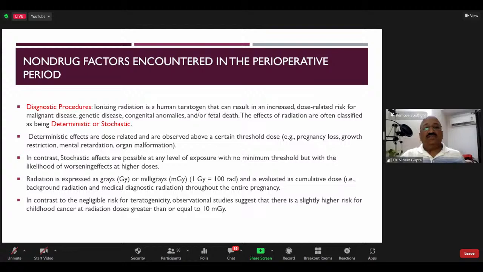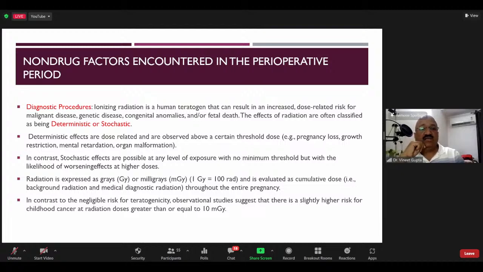Then diagnostic procedures: ionizing radiation is a human teratogen that can result in an increased dose-related risk for malignant disease, genetic disease, congenital anomalies, or fetal death. The effects of radiation are often classified as deterministic and stochastic. Deterministic effects are dose-related and observed above a certain threshold dose: pregnancy loss, growth restriction, mental retardation, or organ malformation.